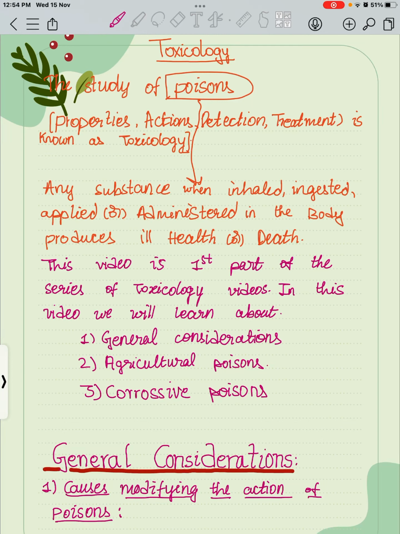In this video, let us discuss toxicology. Toxicology is the study of poisons, their properties, actions, detection, and treatment. That study is known as toxicology. Now, what is a poison? Poison is any substance that, when inhaled, ingested, applied, or administered in the body, produces ill health or death.